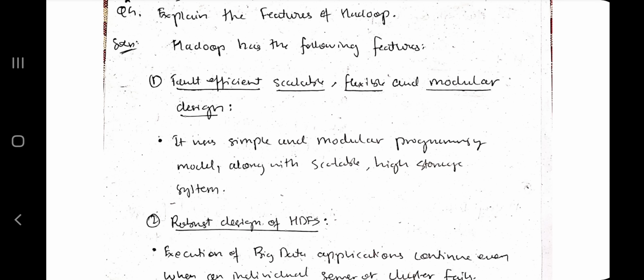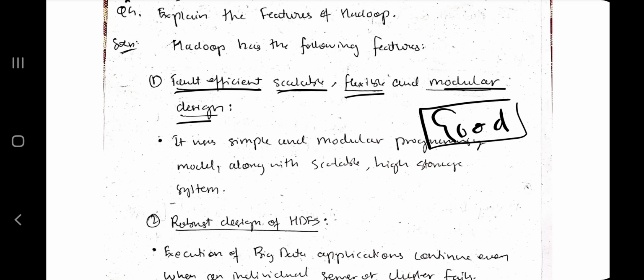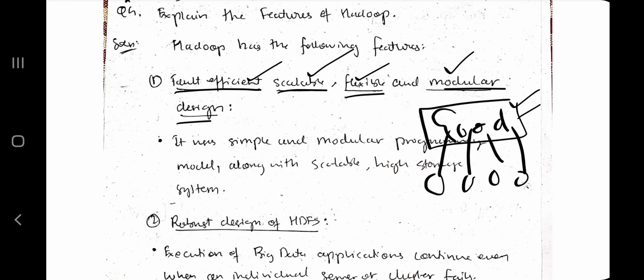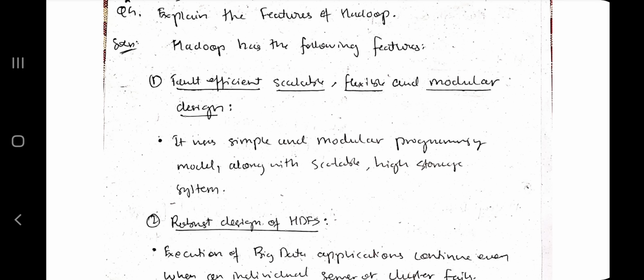So pick up one word from each of these. Fault efficient, scalable, flexible, modular design. What can you make out of this? It is good. Just keep in mind good includes it is having fewer faults, it's scalable, it is flexible, it is modular, meaning it can be divided into different small parts and executed parallelly. So good is a point.